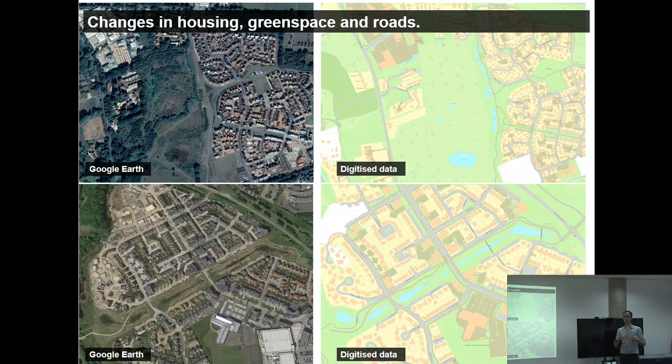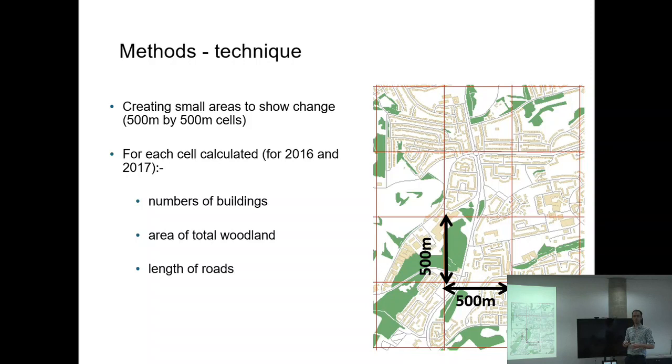We might know that there's a new housing development, but how can we scale this up at a national level into something that we could use potentially in a large national, international study to see how this is related to health? And that's what we've been doing using small area grid cells, where we wanted to look at a way of creating small areas to show change.